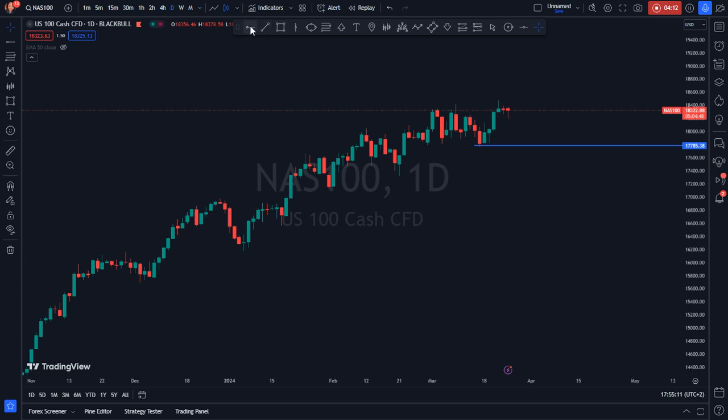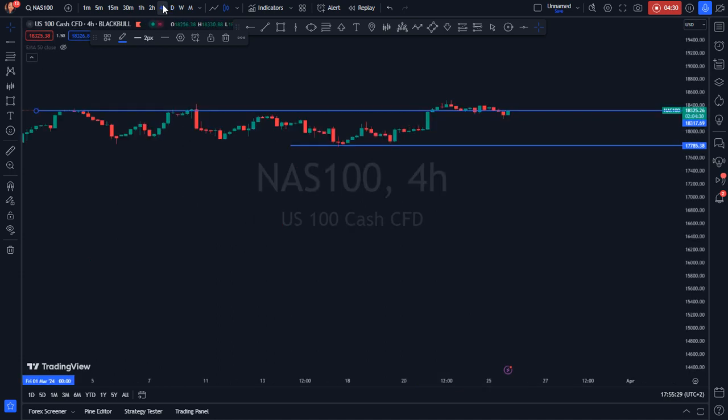We can also even mark the previous high. This previous high, maybe we can mark it. We will see the more we go down to a lower time frame whether it is going to be useful, whether it is going to assist us with anything. So we're gonna go to the 4 hour time frame.